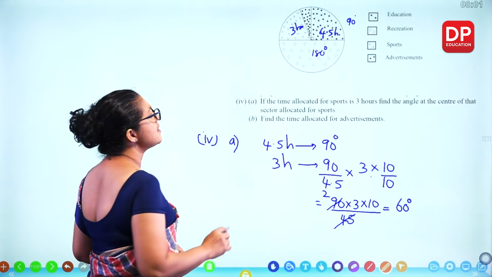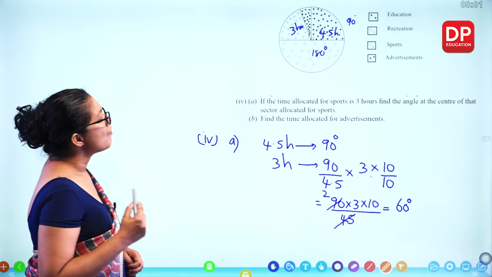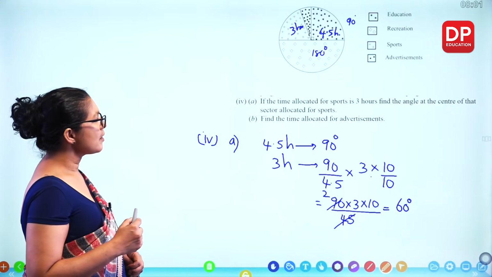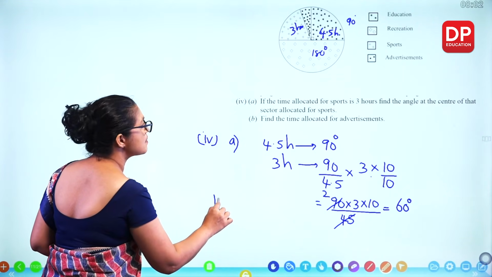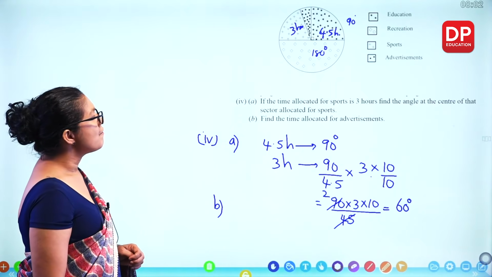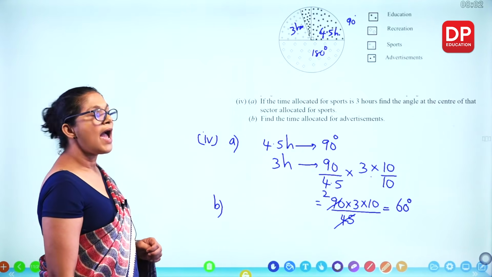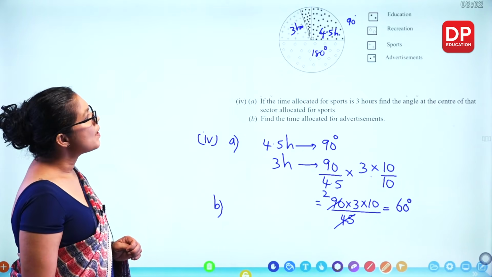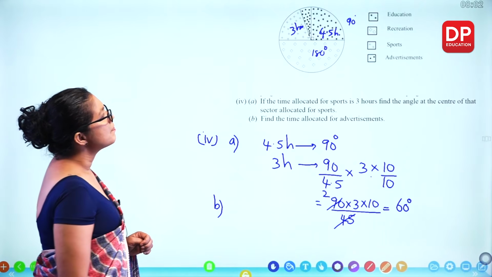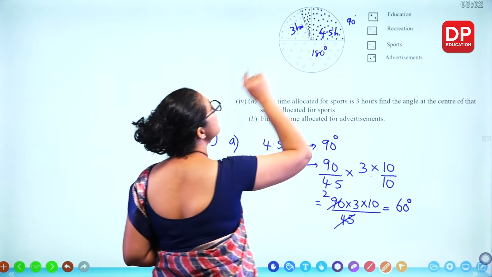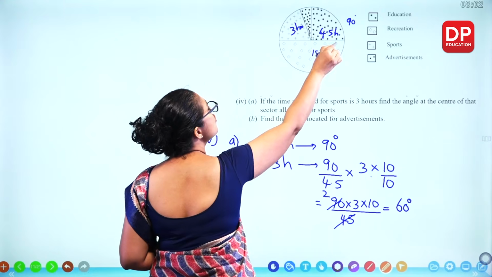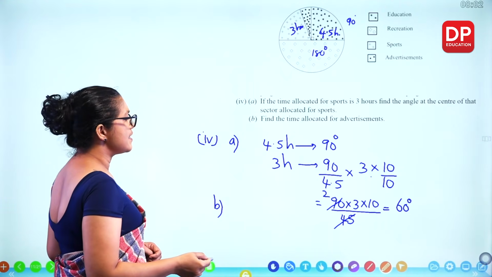So here 60 degrees represents sports. What's the last part? It says B, find the time allocated for advertisements. So which one is advertisements? This smaller part. Now we know these three should be 180 degrees.